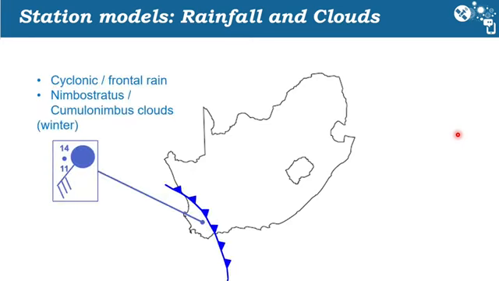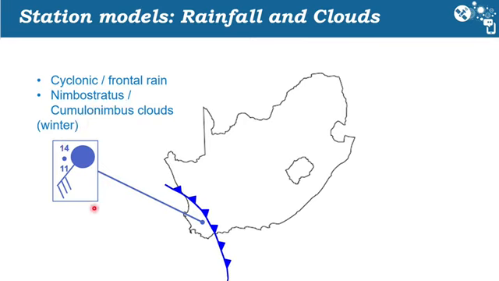And over South Africa, we get 2 types of rainfall. Remember, I'm just revising what has been done in class already. Predominantly over the Western Cape, we get what is known as cyclonic rainfall coming from a mid-latitude cyclone, also known as frontal rainfall. If we look at this cold front, ahead of the cold front we will experience nimbostratus clouds, and behind the cold front, we will experience cumulonimbus clouds. And these conditions occur during winter.